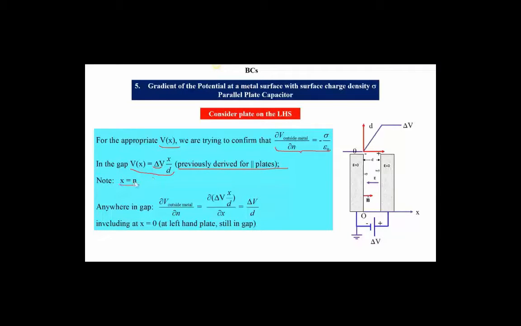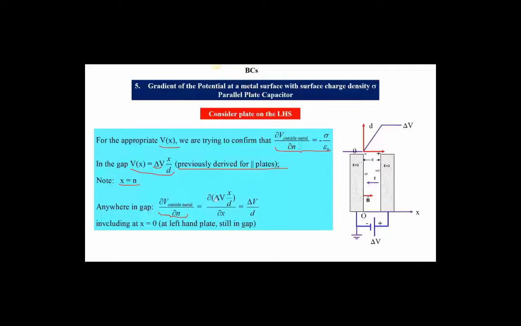And don't forget that coordinates n and x are the same. If you look at the fact that you've got this behavior of voltage as a function of x, we can take this derivative anywhere in the gap. So this would be like taking this derivative here.